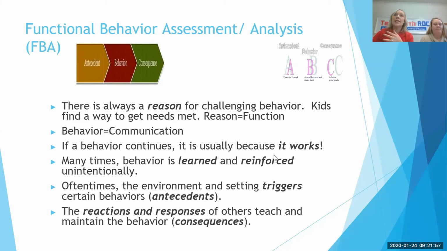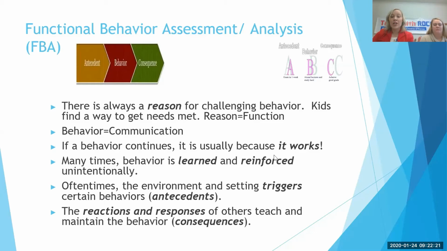We want to look at the antecedent, which is the trigger. What is triggering this behavior? What is the trigger that forces this whole cycle into motion? What happens right before the behavior? And then the B is the behavior, and the C is the consequences.